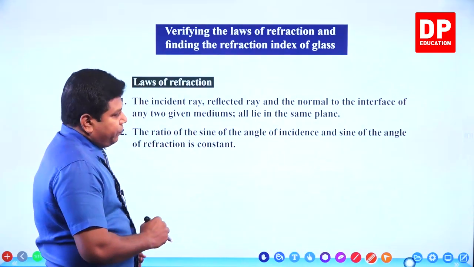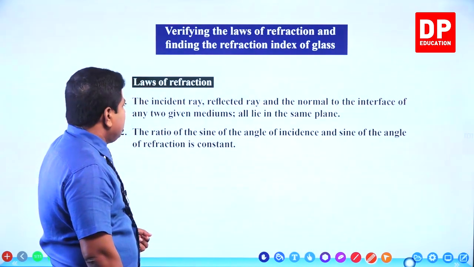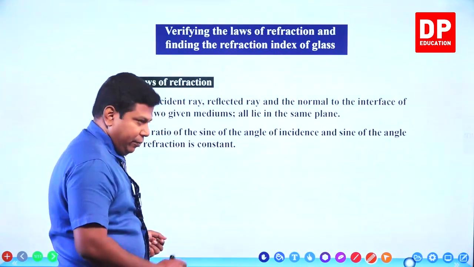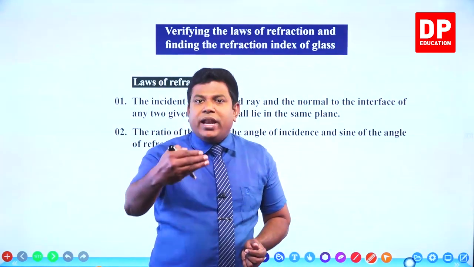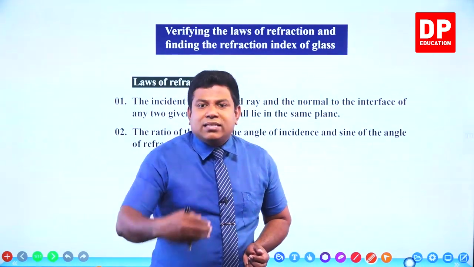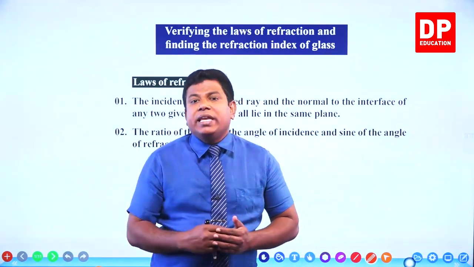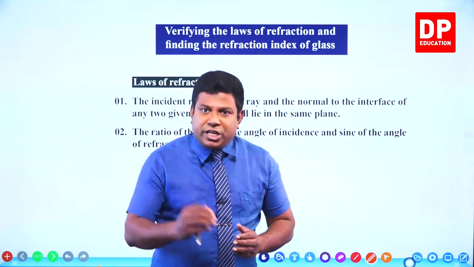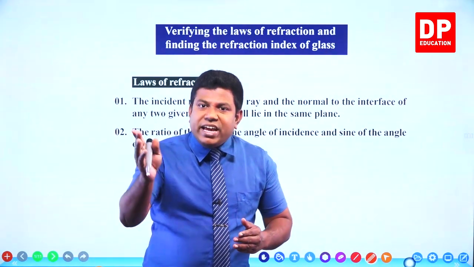The incident ray, refracted ray, and the normal to the interface of any two given mediums all lie in the same plane. What does that mean? From one medium to another medium, it may be from a highly dense medium to a less dense medium, or it might be the other way around. However, from one medium to another, when a light ray travels, there will be a refraction. So at the point of incidence, it gets deviated.